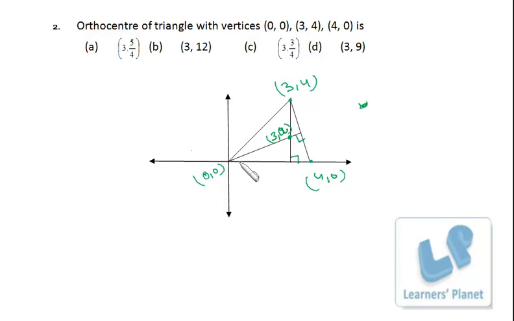See, if the two lines are perpendicular to each other, the product of their slopes is -1. So the slope of this line will be a by 3. And the slope of this line will be y2 minus y1, that is 4 minus 0, upon x2 minus x1, that is -1. So the slope of this line is 4 by -1, or I can say -4, and the product of the slopes should be -1. So a is equal to 3 by 4. So the y coordinate must be 3 by 4. So it is 3 and 3 by 4. So this is the correct answer.